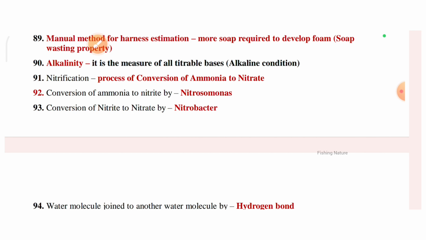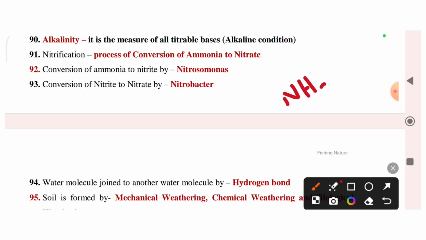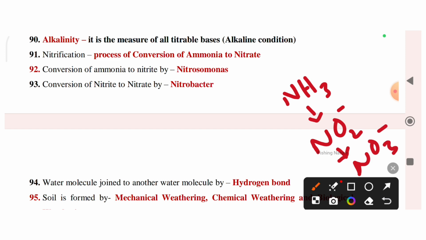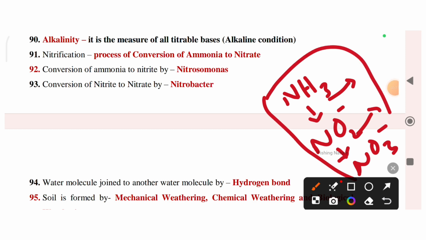Next, nitrification is the process of conversion of ammonia to nitrate. First, ammonia to nitrite, NO2 minus, in the presence of Nitrosomonas bacteria, then nitrite to nitrate in the presence of Nitrobacter. This process is known as nitrification.